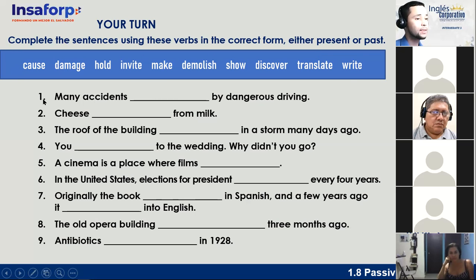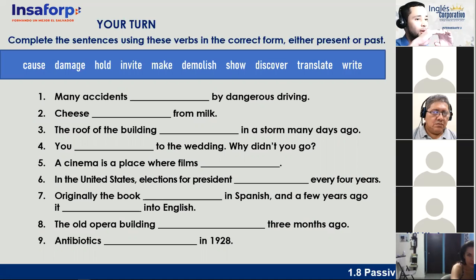In number one, this is in general, okay? Many accidents, bla, bla, bla, by dangerous driving. Do you think this is present or past? Estamos hablando de algo que sucede de manera general. Present or past? Past. Pero es algo que sucede de manera general. Present. It's present. Ese es un análisis que tenemos que hacer ahí, ¿verdad?